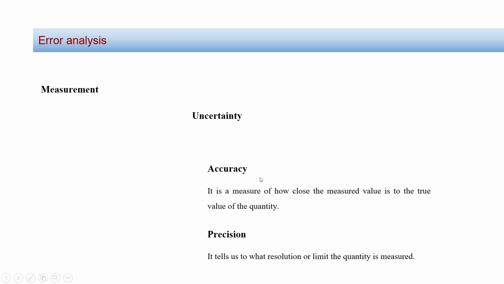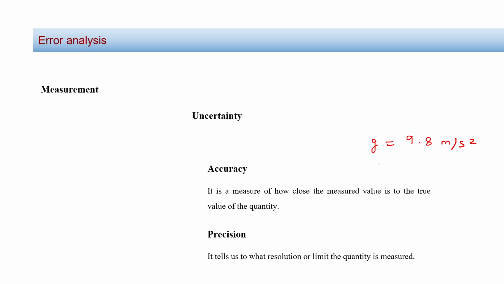So first, we recall what we understood earlier about accuracy and precision, because whenever we carry out any measurement, we need to find out how accurate and how precise it is. Recalling the definition again: accuracy is a measure of how close the measured value is to the true value of the quantity. For example, if I am carrying out some experiment to find the value of acceleration due to gravity, we know that the acceleration due to gravity of a free falling body is 9.8 meter per second square. This is the acceleration due to gravity for any free falling body on earth.